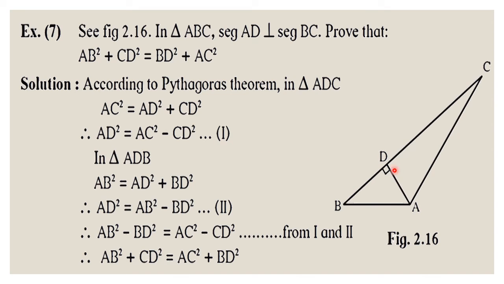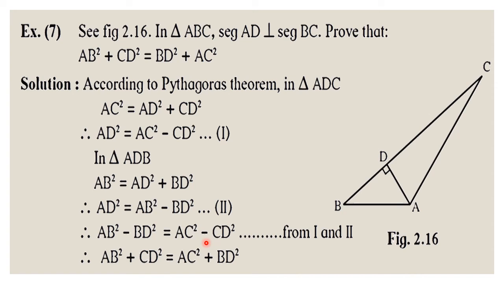Next, in triangle ADB, this smaller triangle, AB is the hypotenuse. Since AB is opposite to 90 degree, AB square is equal to AD square plus BD square. That means AD square is same as AB square minus BD square. So if you check equation 1 and 2, we have two different values for AD square. Now that means AC square minus CD square is equal to AB square minus BD square. Correct? From 1 and 2.